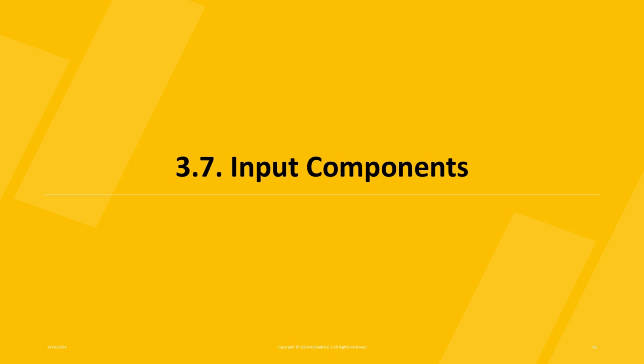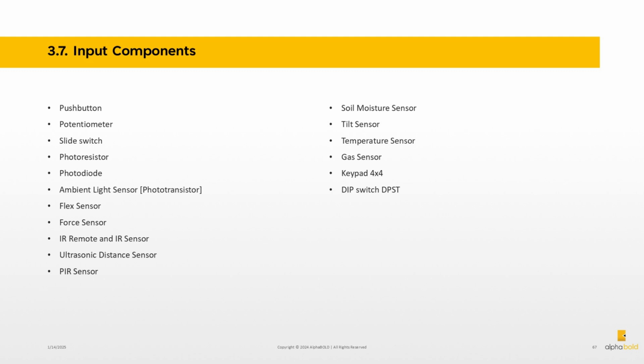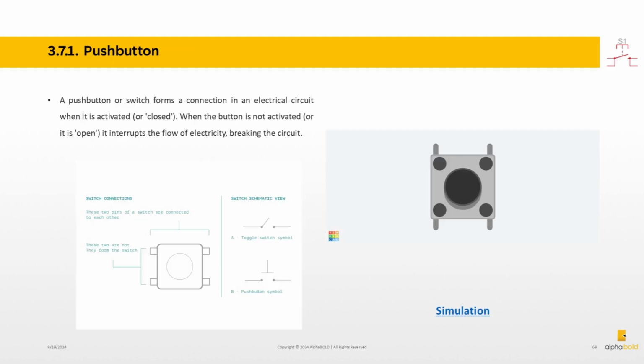Input components. Let's explore these input components. A push button or switch forms a connection in an electrical circuit when it is activated or closed. When the button is not activated, or it is open, it interrupts the flow of electricity, breaking the circuit.